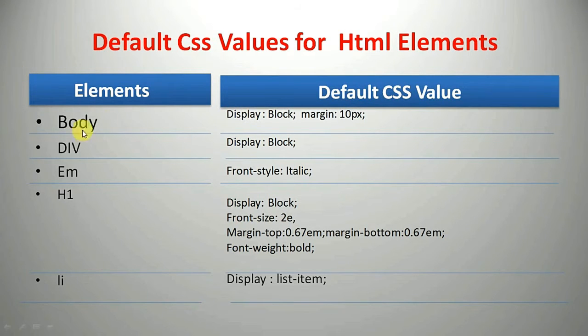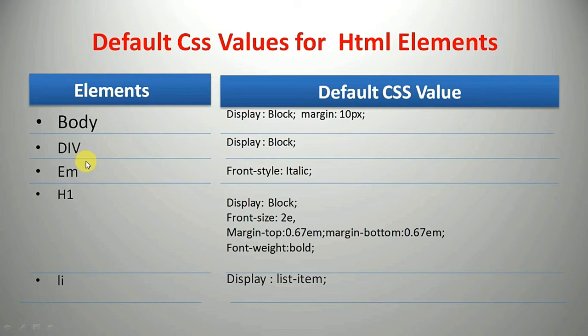What about this body? When I make a body, the display is block, meaning a box size, and the margin is 10 pixels. Every side has a 10 pixel margin. Simple margin means every side margin. Margin left means the left margin, margin right means the right margin. And div means division.